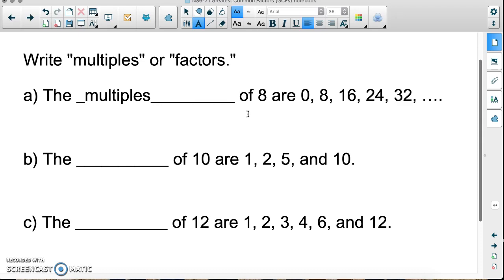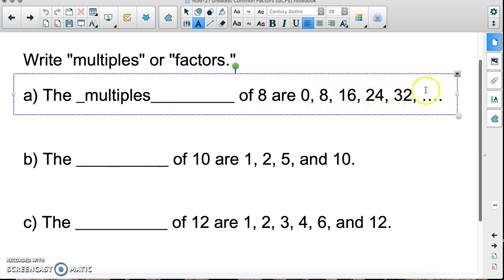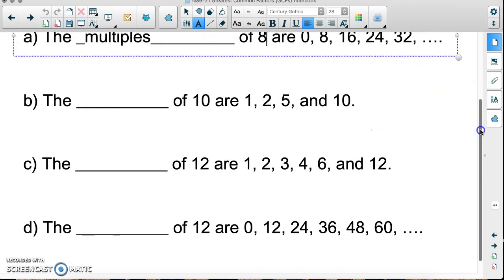So except for 0, the multiples of a number are always at least as big as the number, but the factors are never more than the number itself. So we see here that for 8, the numbers listed behind it go on much higher than the number 8 itself. So we know that one's multiples. Now I want you to continue on with the examples B, C and D on your whiteboards. Then you're going to continue on.